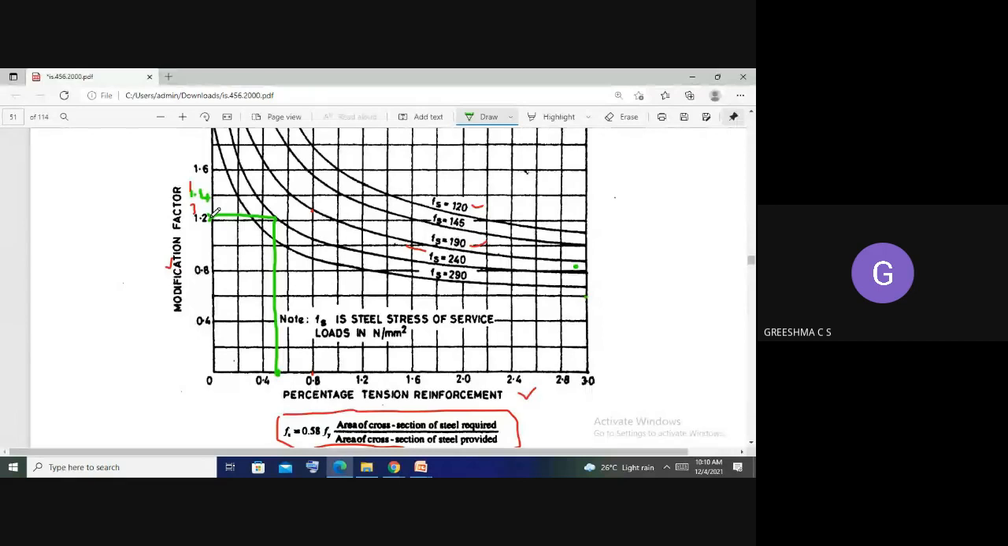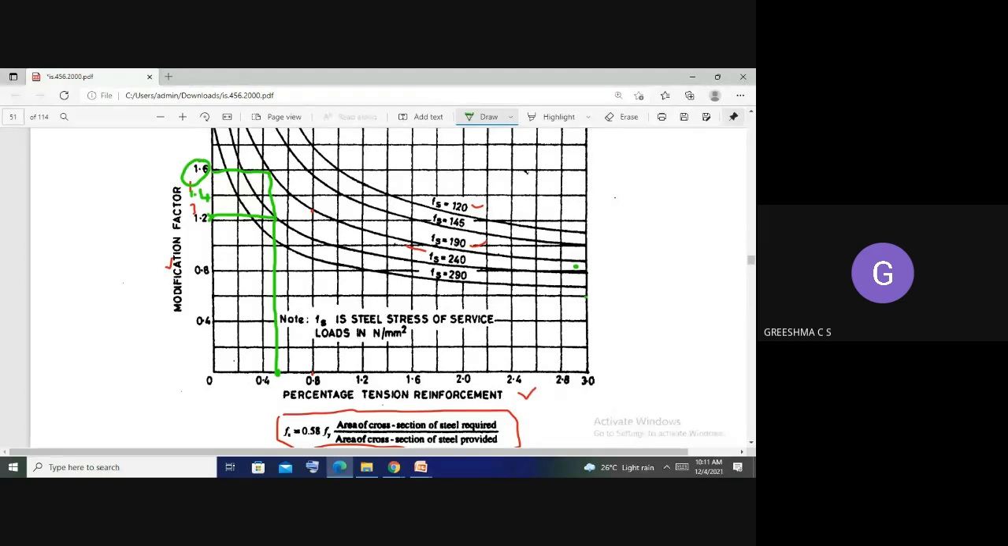For the 0.5 reinforcement ratio, on the 240 curve, when we touch the 240 curve, the modification factor we take as 1.21. Now extend it upwards. The curve above is the 190 curve. Extend towards this side. Here luckily we get the value directly, that is 1.6. So when touching the 190 curve, the modification factor is 1.6.